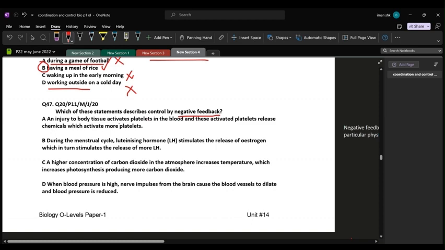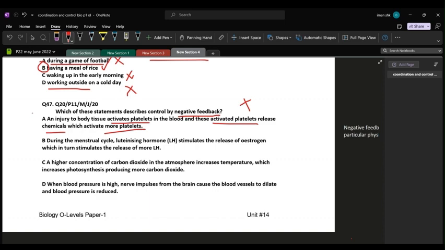Option A. An injury to body tissue activates platelets in the blood, and these activated platelets release chemicals which activate more platelets. Now, even if you did not understand these statements, one thing that you can literally grasp from this statement by just reading is that an injury stimulated the activation of platelets. Those platelets activated the release of a chemical, and that in turn released more platelets. So, all we can see is that something is increasing something, it is amplifying that change. So, remember, whenever a change is not counteracted and instead it is increased and harming the body, that is positive feedback.